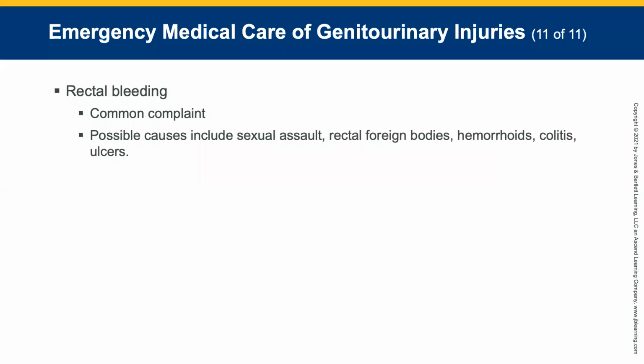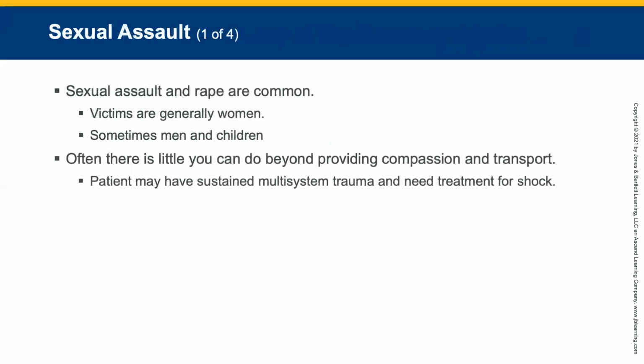Rectal complaints. Possible causes include sexual assault, rectal foreign bodies, hemorrhoids, colitis, and ulcers in the digestive tract. Significant rectal bleeding can occur after hemorrhoid surgery. Sexual assault and any type of rape are common too. Sometimes men and children are victims, not just women.